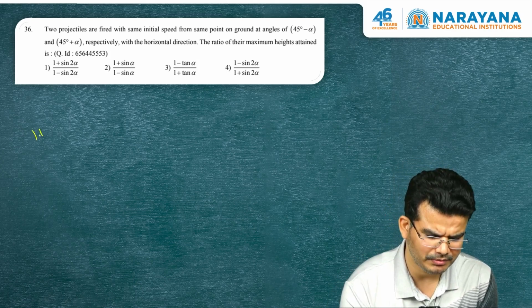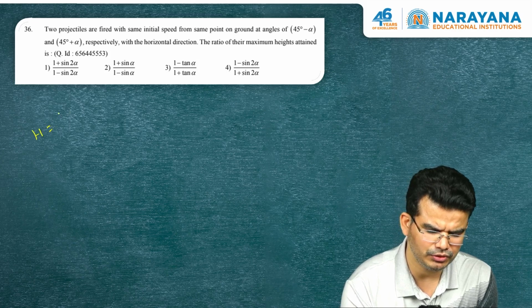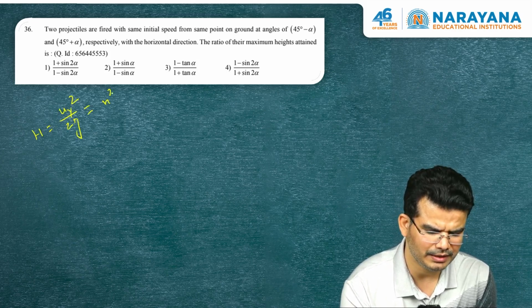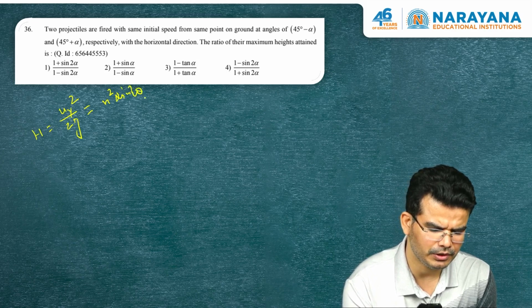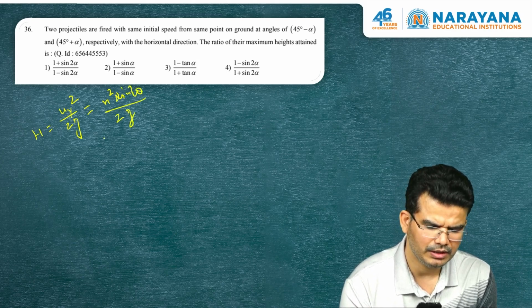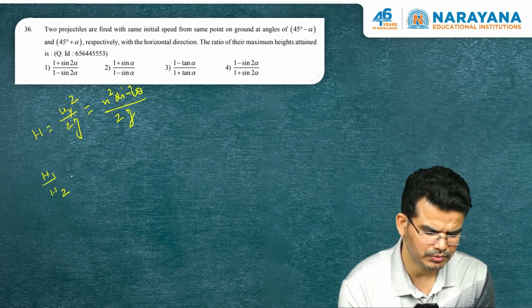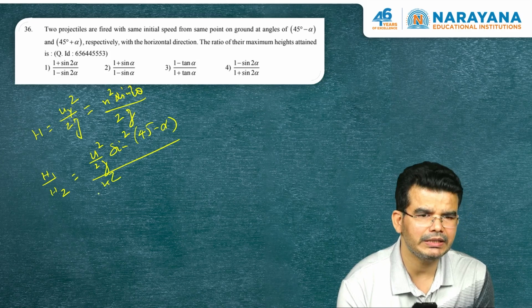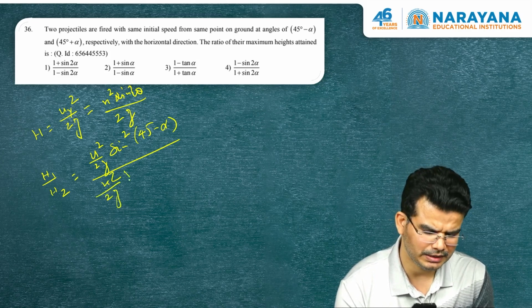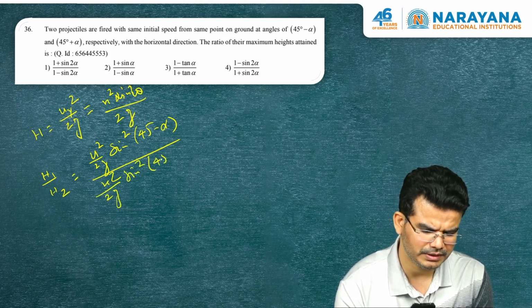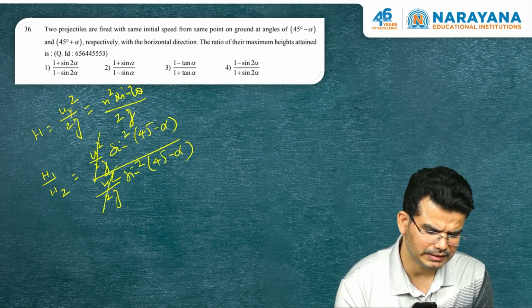So, what is the formula for maximum height? Maximum height formula you know, uy square upon 2g, and what is uy? So, it is u square sin square theta upon 2g. This is a very simple formula. So, they are asking the ratio of maximum height. So, h1 upon h2, we will put the value. So, u square upon 2g sin square 45 minus alpha upon u square by 2g, I think speed is same, sin square 45 plus alpha. Such a simple problem. I think this gets cancelled.